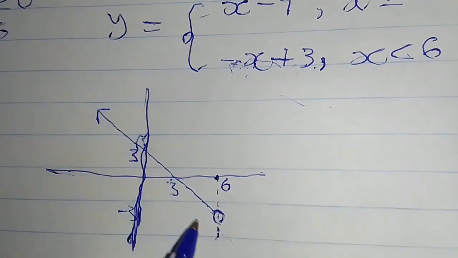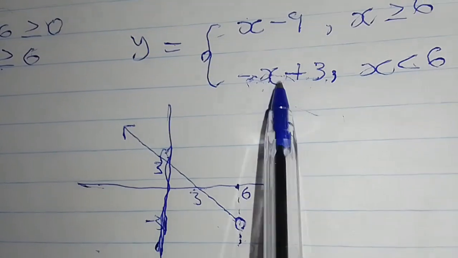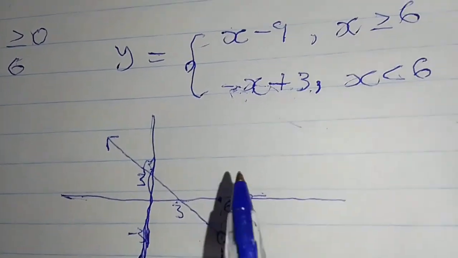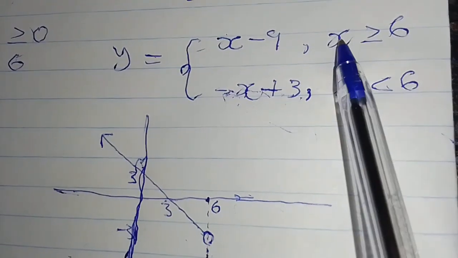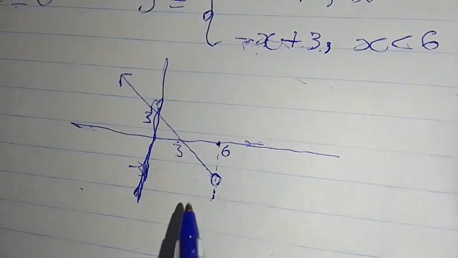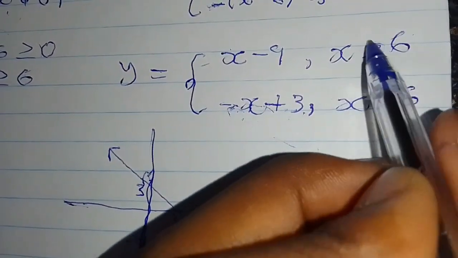x less than 6. It's in that direction. And the slope, this is just a straight line. We know how a straight line looks like. And then it is defined as x minus 9 for as long as x is equal or greater than 6. Plug in 6 here, you get 6 minus 9, and then you have minus 3. Then this one is now an equal sign.